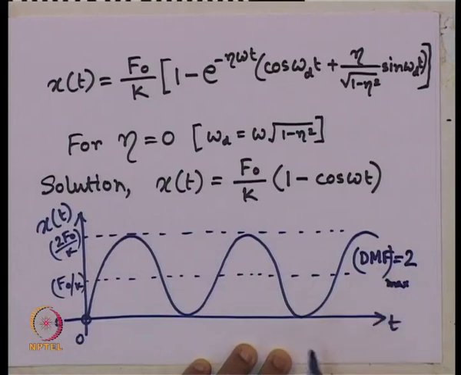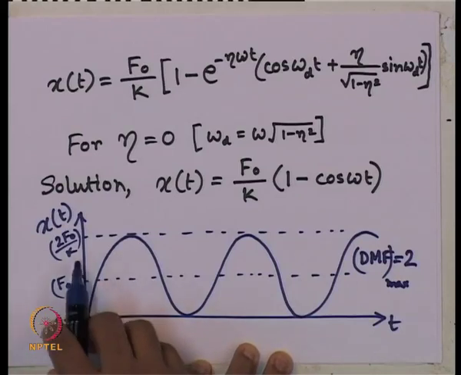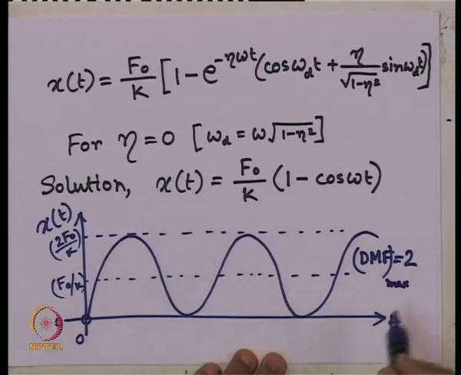What is the definition of dynamic magnification factor? Once again, it is the steady state or the dynamic displacement divided by the static displacement, and static displacement is f naught by k, and the maximum value of the dynamic displacement is 2 f naught by k. So, that is why the maximum value of DMF is 2. This is the response of this solution, which is pretty simple for us to draw for the undamped case.